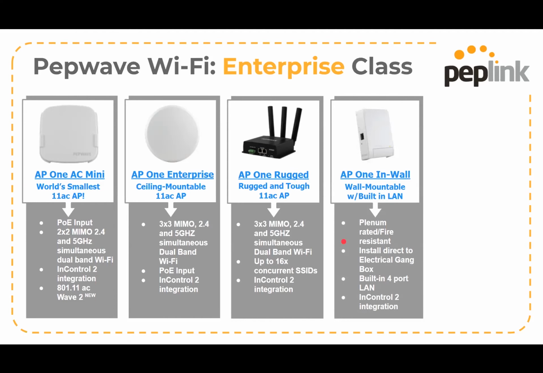We have the AP1 in-wall. You can attach this directly to electrical gang boxes. These are fire resistant. It also has a built-in 4-port LAN, so you could connect additional devices to it and send it back. Now, all of our Wi-Fi devices can act as Wi-Fi as WAN as well, so you can relay signals back to other access points.